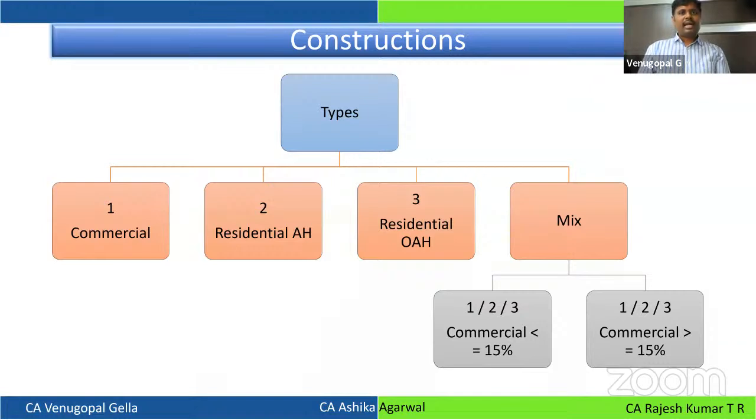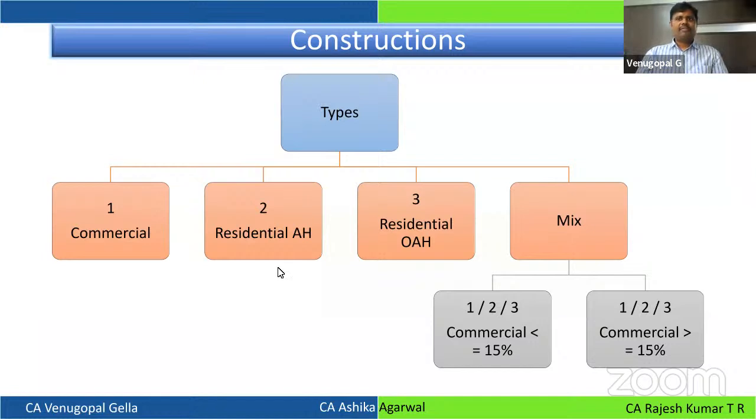Which means in an apartment construction, some portion is commercial, some portion is residential, some portion is affordable and other than affordable. So that is further split into two categories, where the portion of commercial is less than 15% of the total construction. Situation 2, the commercial portion is more than 15% of the total construction. So the tax structure differs for both categories.